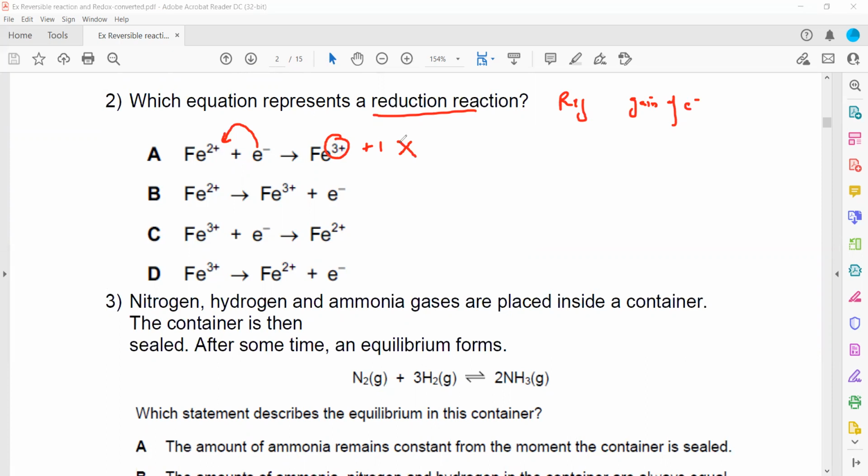Even though the equation is for gaining electron, the charge is not written correctly. This B cannot be an answer. Why? Because it is a loss of electrons. So that's why it cannot be an answer.